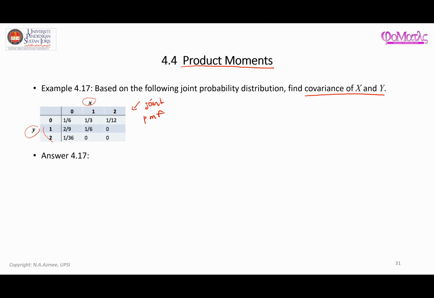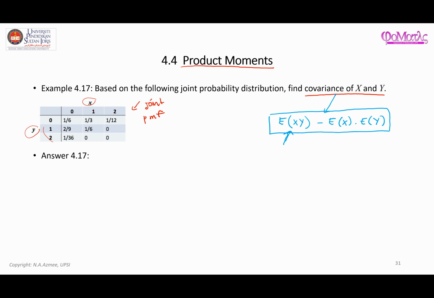In order to find the covariance of x and y, this is the formula that you have to use, which is the expected value of xy minus E[x] times E[y]. We're going to start off with finding the expected value of xy.